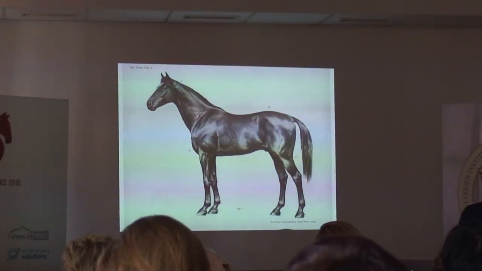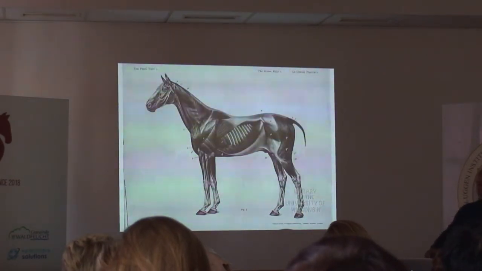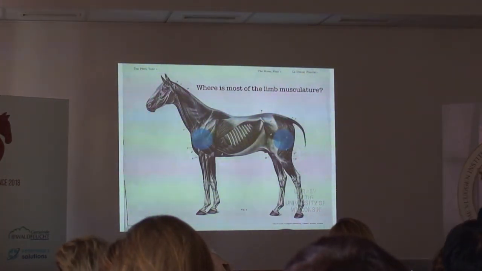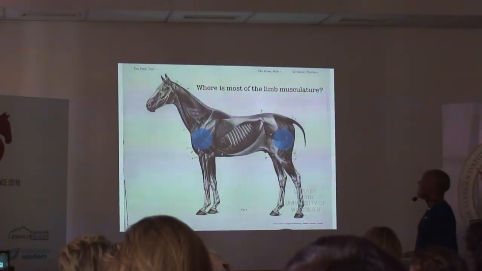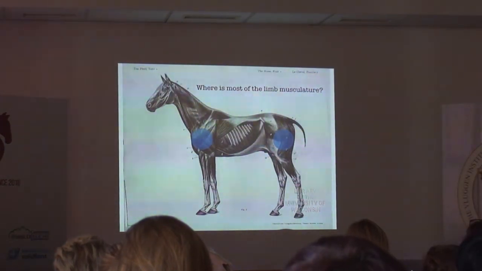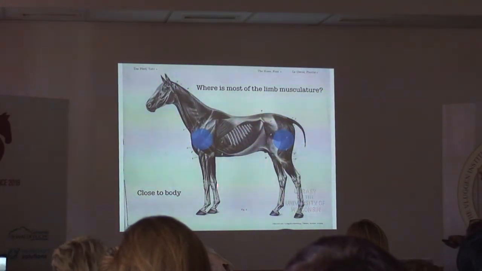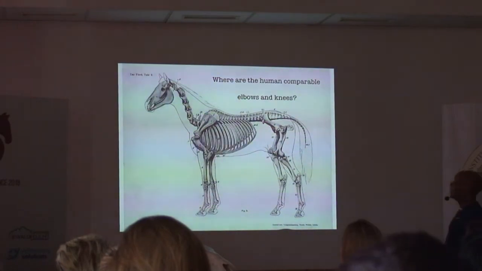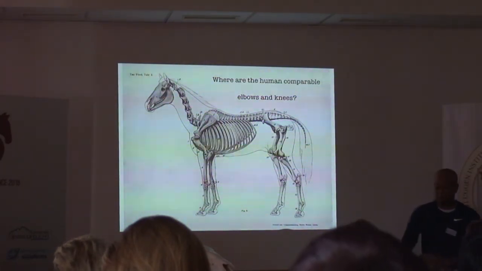I've got some nice classic photos. I found them on the internet. Then we have to ask questions. These are descriptive questions. So where is most of the limb musculature? It's close to the body. There's nothing down here. Where are the equivalents of elbows and knees in comparison to humans?